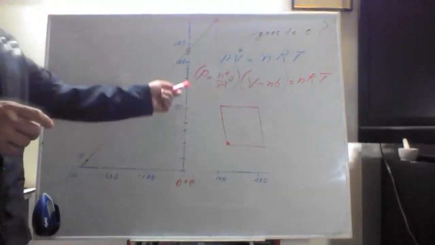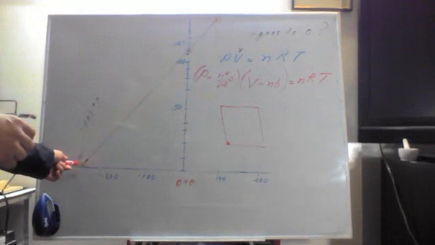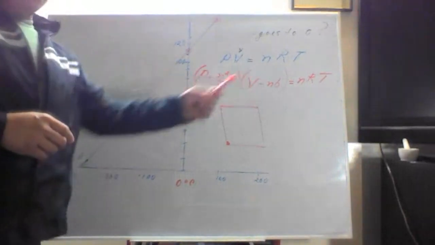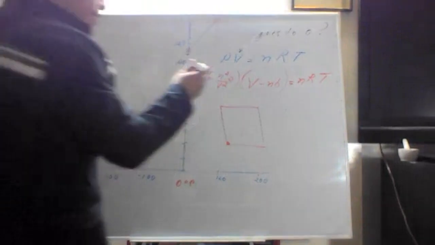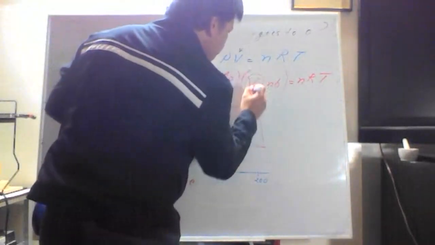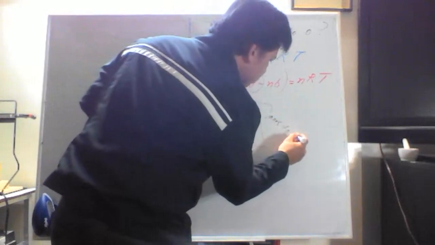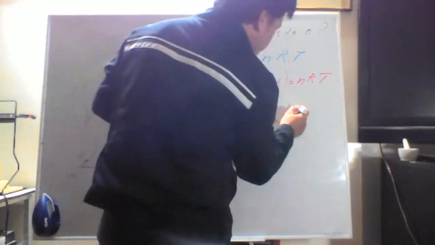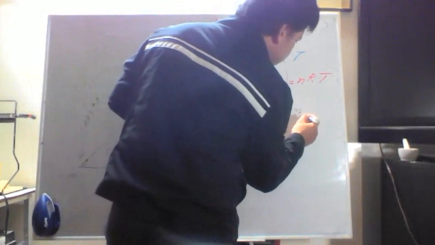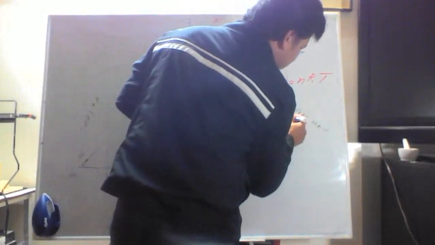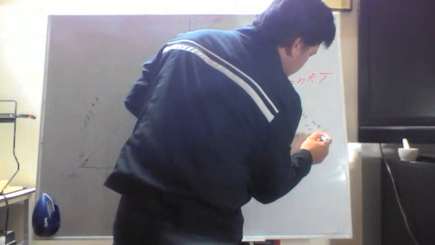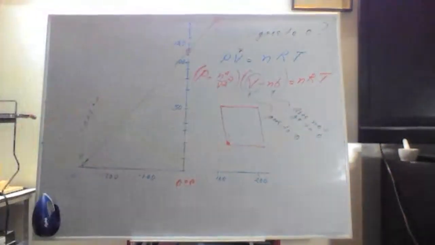So what Charles meant when he said that the volume will go to zero, he meant this volume here will go to zero. Okay, this goes to zero, and this does not go to zero. Okay, so that's just like a side note.